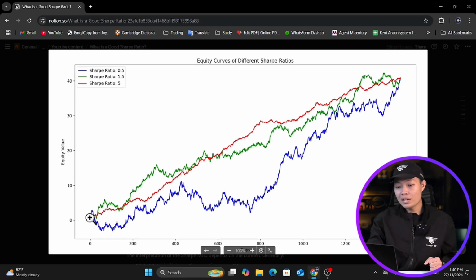The 0.5 you can see is decent, it's good, and you can achieve the same equity value as the rest. But the process to achieve that is much more volatile compared to the Sharpe ratio of 1.5, which is not that volatile, and 5 is like a really straight line. You can see there are no large drawdowns in returns. This is why the Sharpe ratio matters.